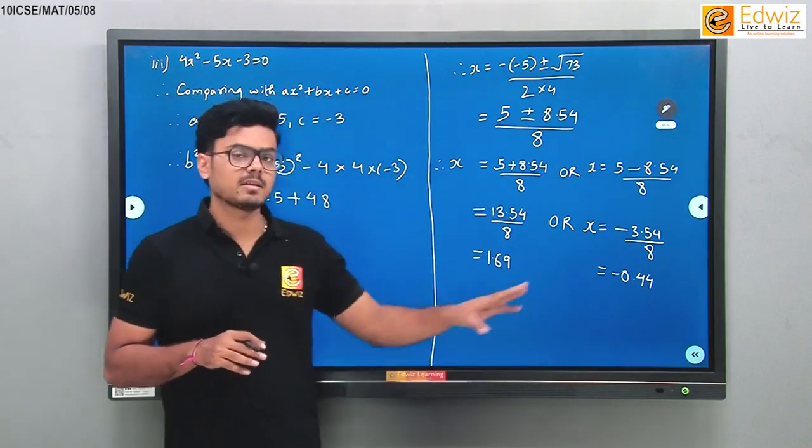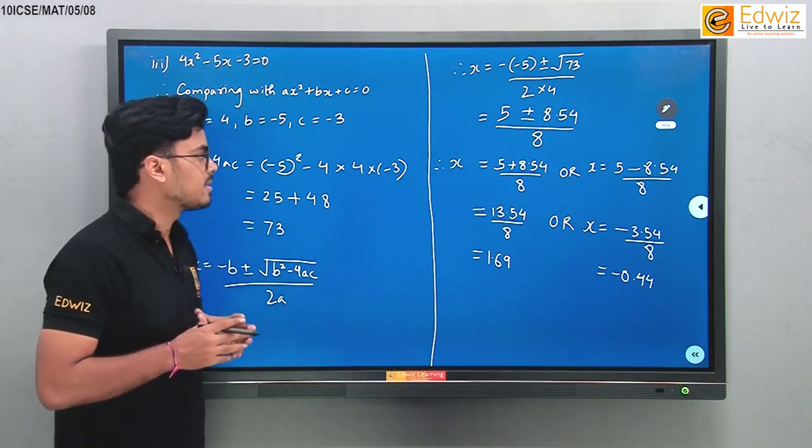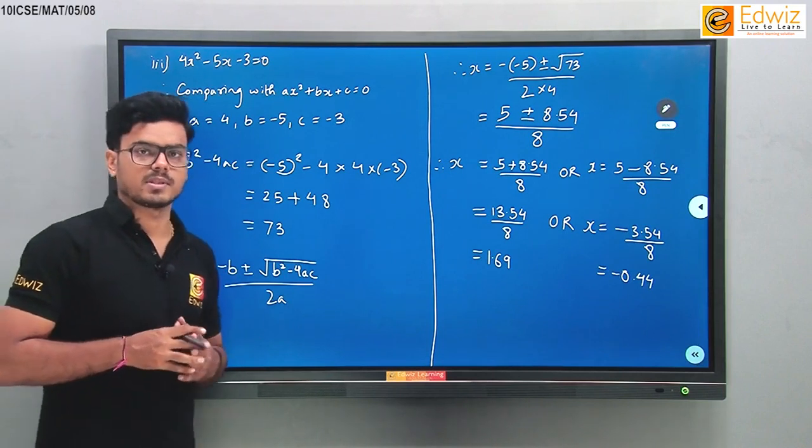So these two are the correct values of x in this question up to 2 decimal places. I'll again give you 1 minute to note this down. Then we'll move on to the next question.